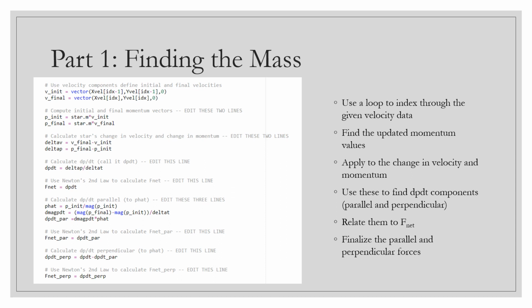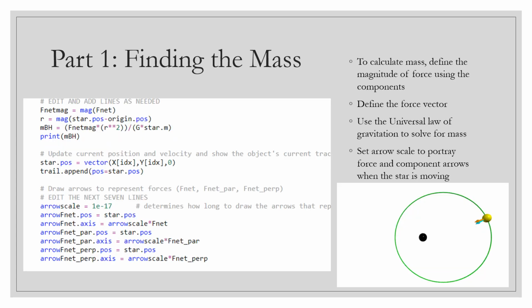We want to find the components to find the net parallel force by finding the change in magnitude of momentum with respect to time, and relate that to p hat, and then finding the perpendicular component of dp dt by doing dp dt or net force minus dp dt parallel, and then this will finalize our force components. From here we can set the magnitude of F net to mag F net, and find the distance at which the force is applied.